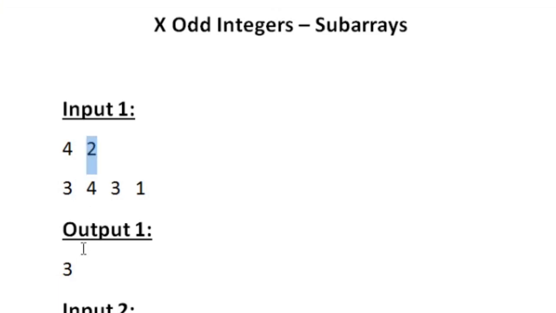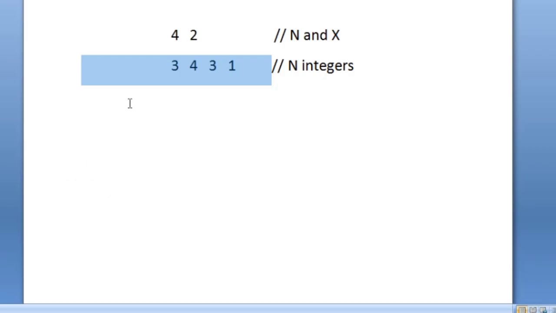So there are 3 subarrays which has exactly 2 odd integers. So our output is 3. Now let us see all those subarrays. So the first subarray would be 3, and the next would be 3 4, and then 3 4 3, and then 3 4 3 1.